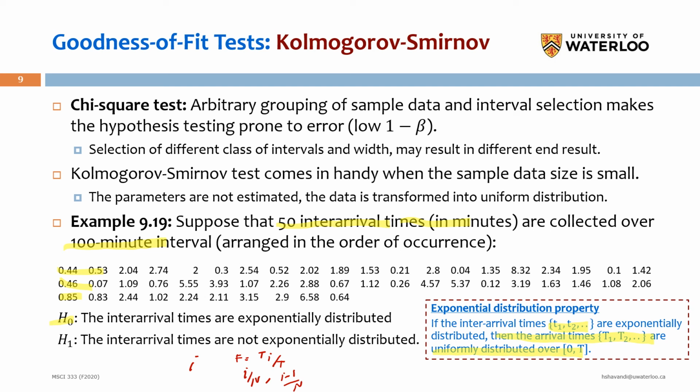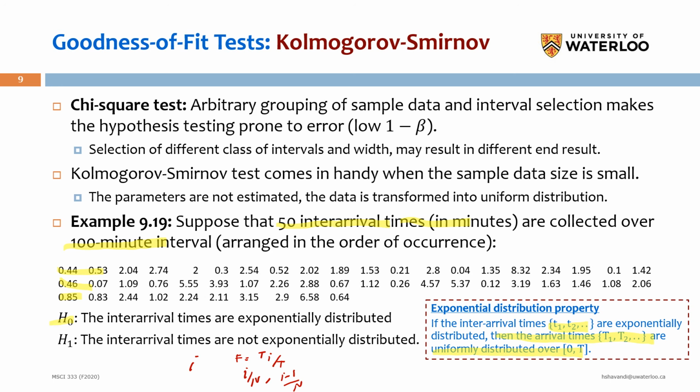So by having these values, we can apply the KS method, and if we fail to reject the null hypothesis by this method, this means that the arrival times are based on a uniform distribution, and it means that the inter-arrival times are based on an exponential distribution. Okay, so again, I'll show the details of this example in our live session this week.